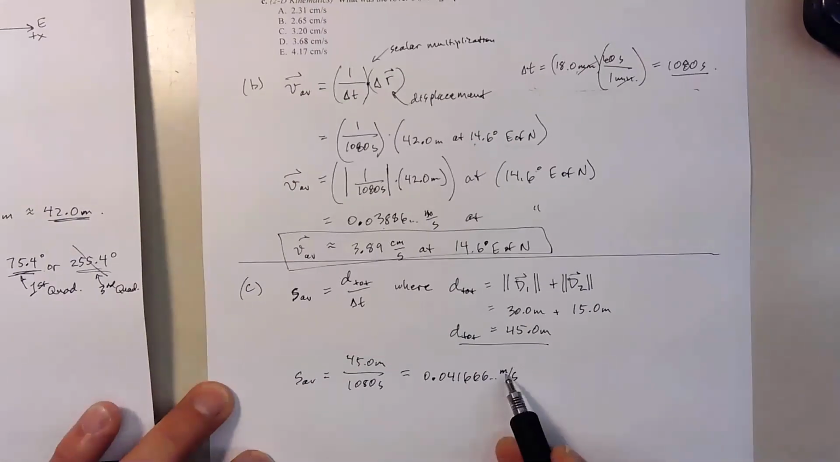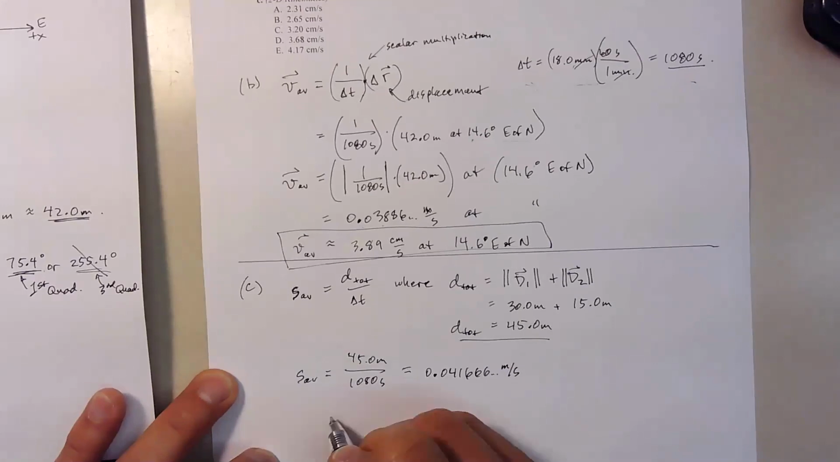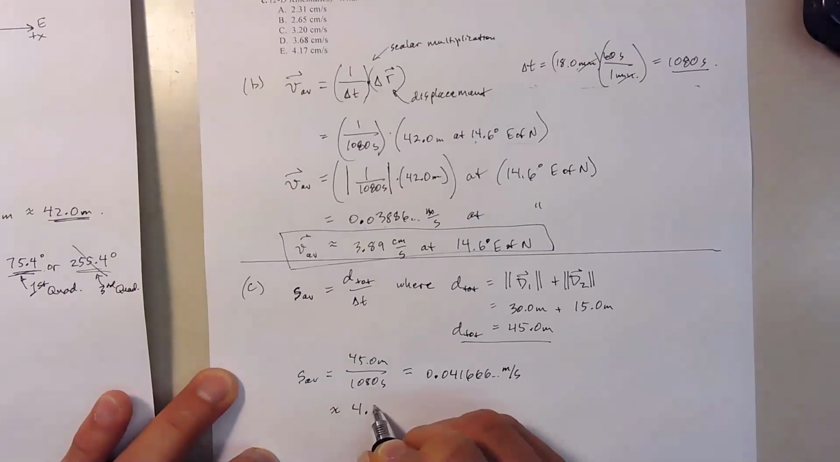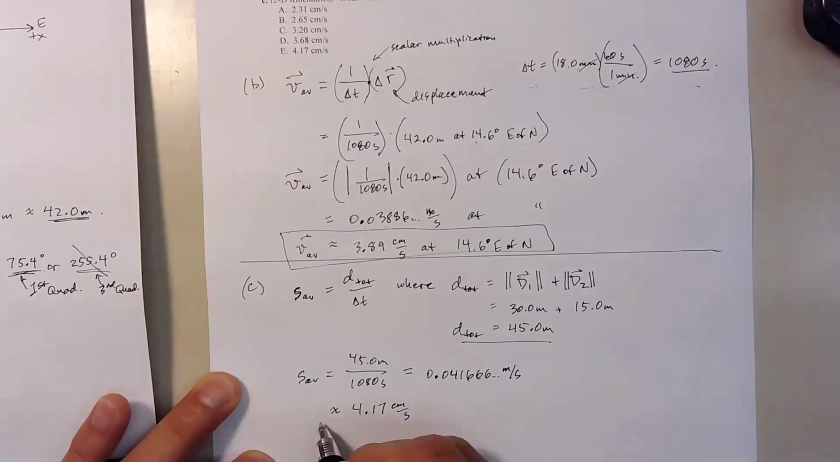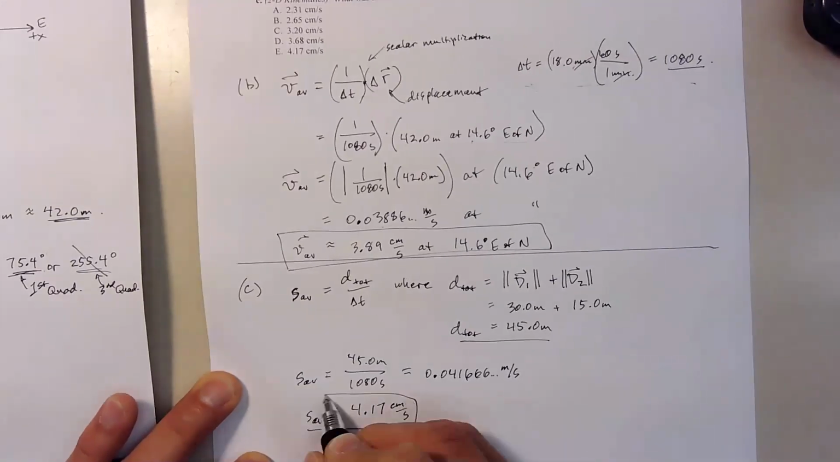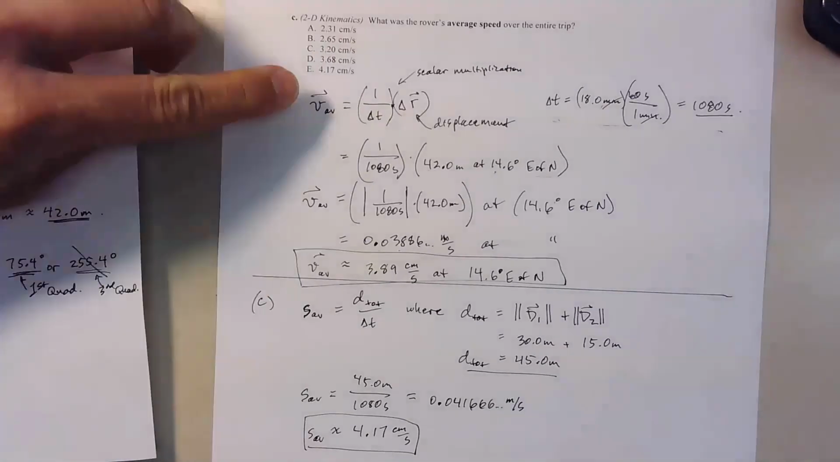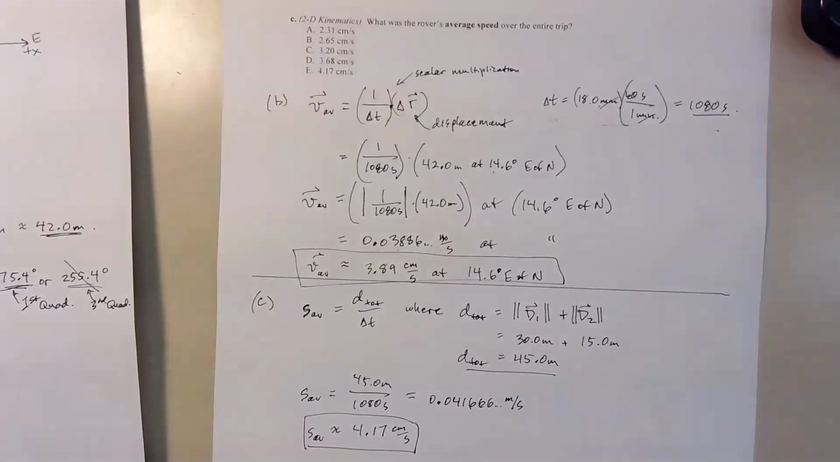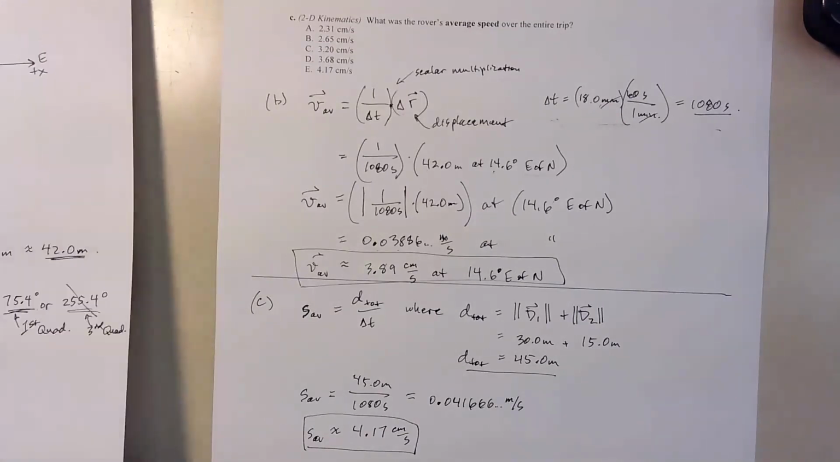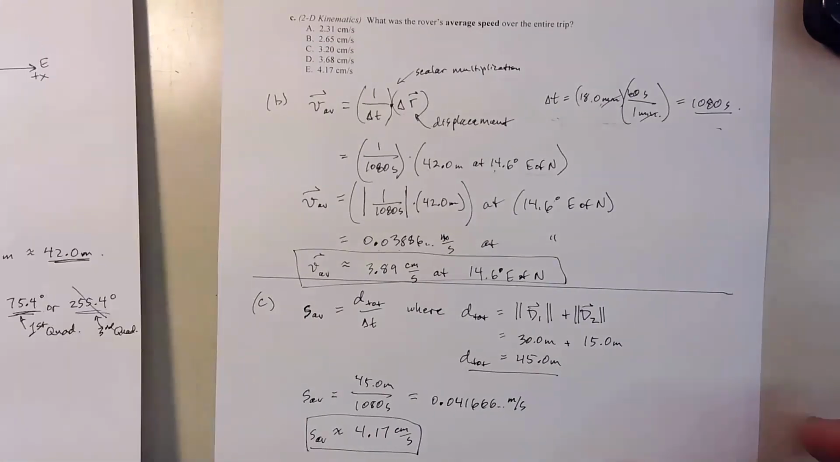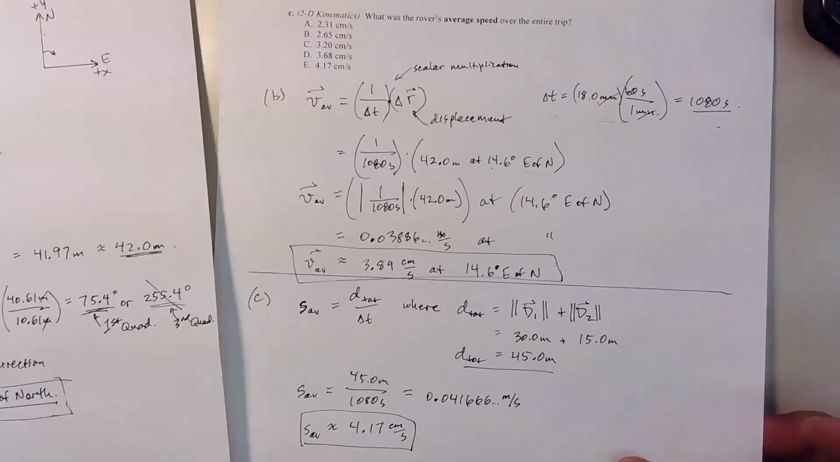Let's convert that to centimeters and also round off to 3 sig figs. So 4.17 centimeters per second. All the answer choices are in centimeters per second. Okay, great. So that's all of problem number 4 with the Mars rover.